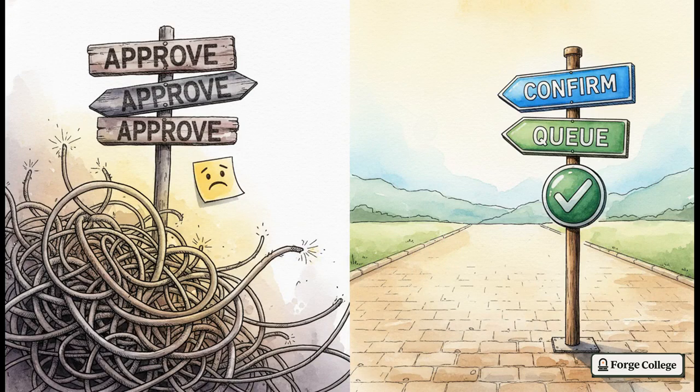Here's a perfect example of what I mean. On one side, we've got that terrifying approve button. On the other side, a clear, friendly action that says confirm and queue. It is such a tiny microcopy change, but honestly, it completely cures that approve versus execute heart attack. We're reducing the user's cognitive load immensely, and the best part is we don't even have to rewrite our entire backend architecture to do it.